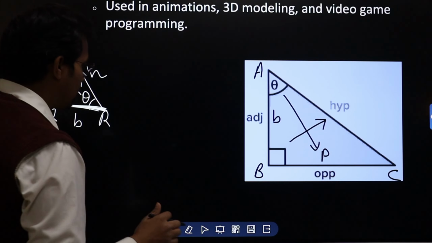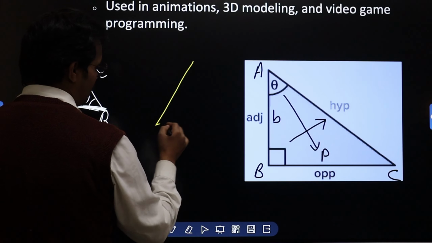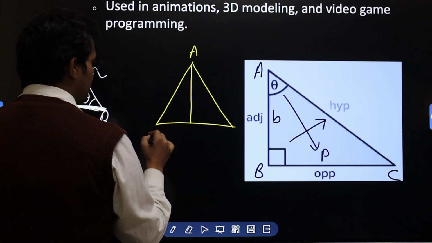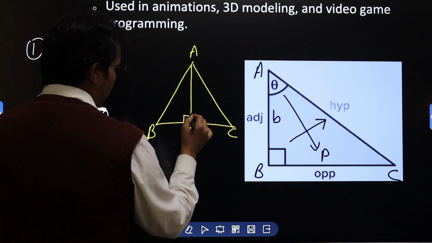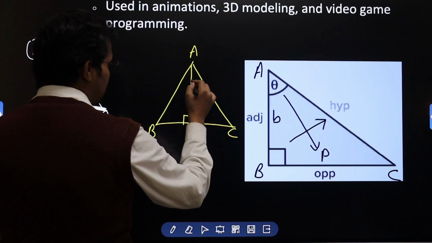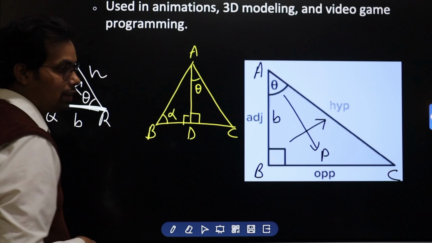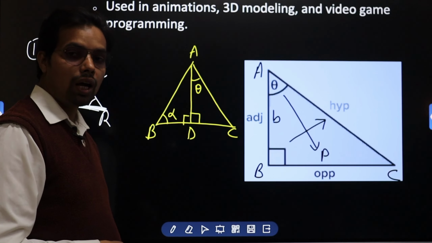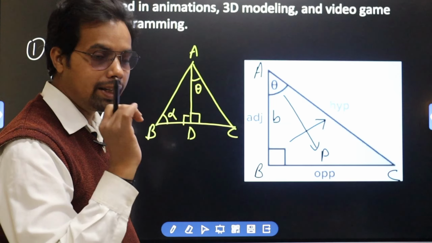Is it clear? Now, I am giving you one complicated question. I think you can solve this very easily. Here there are two right angle triangles, ADB and ADC, and there are two reference angles given, one is theta and another is alpha. Now, with the help of theta and alpha, you have to define two sets of P, B and H.